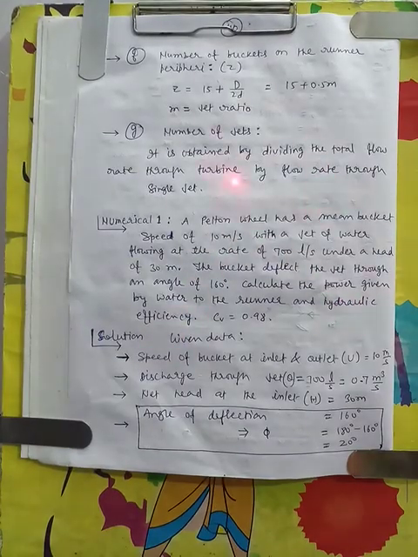The next important point related to Pelton wheel is the number of buckets on the runner. That is symbolized by Z, and Z will be given by this formula: Z is equal to 15 plus capital D by 2d, where capital D is the runner diameter and small d is the jet diameter. And capital D by small d is the jet ratio, represented by M, as we saw. So this formula can be used to calculate the number of buckets.